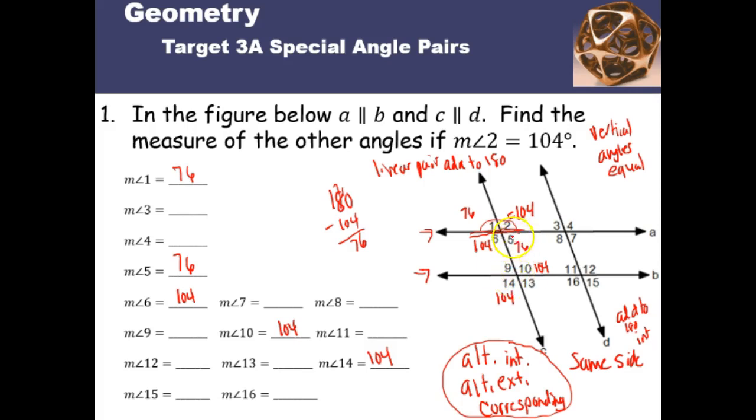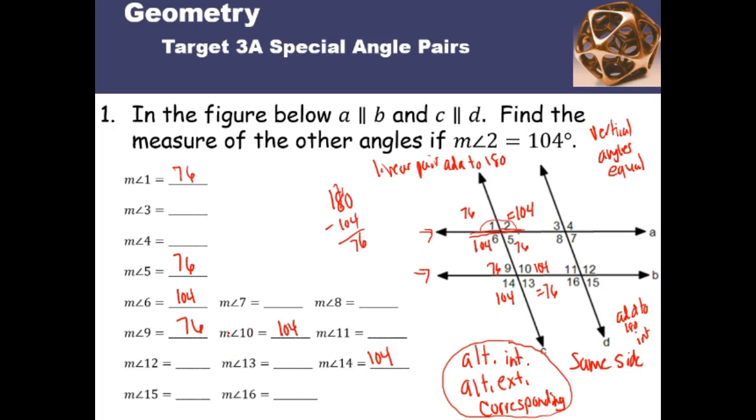But also 5 and 9 are alternate interior angles, and they're equal. So 5 is 76, and so is 9. And 13 is vertical with 9, so it's 76. So there's a whole bunch of different reasons. There's not just one reason.